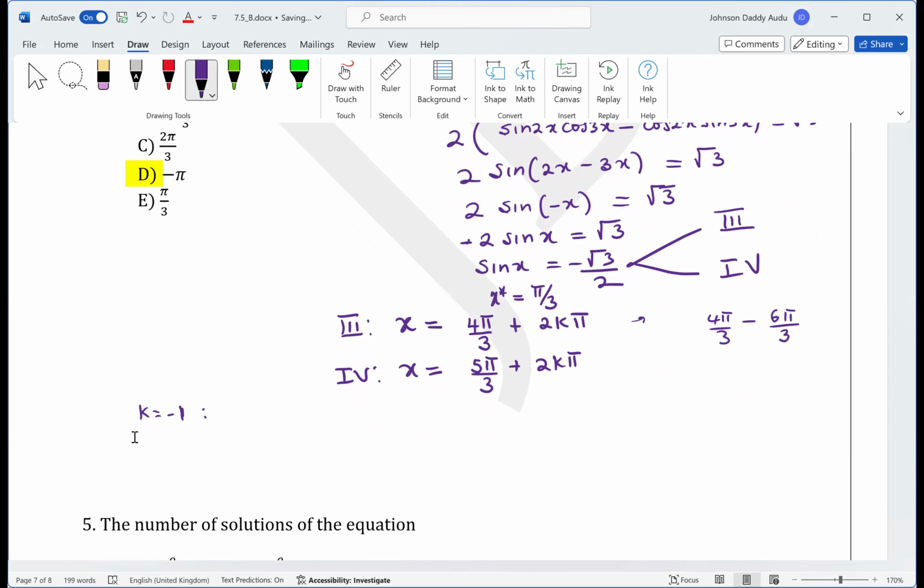And that will give us what? That will give us minus 2 pi over 3. So let's keep that first. And from the second case, case 4, we will have 5 pi over 3 minus 2 pi as well. And this will give us minus pi over 6. So let's just keep this for that. So this is what we get when k is minus 1.